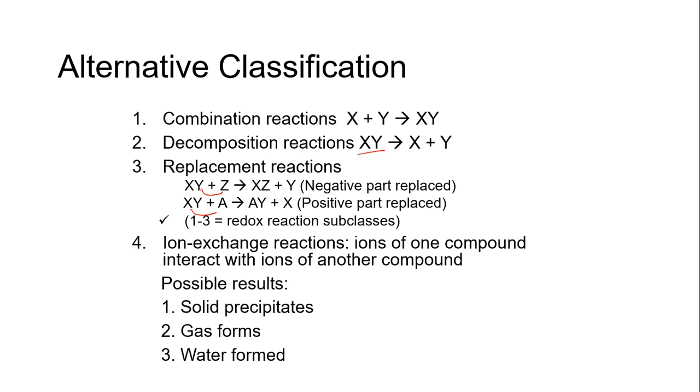Then the fourth alternative classification is the ion exchange reaction, where you have two compounds and one part of each compound switches. They exchange ions with each other. And you can get a whole bunch of different results from these types of reactions, including solid precipitates. That means that something forms out of the solution and then drops out of the solution. You can create a gas that escapes the solution, or you could generate even water.